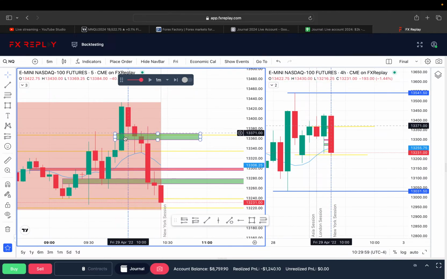We did have a little gap here. So I would have marked the gap. And if you're unsure, you wait for it to either bounce off the gap and go your way, like candle close out of it, or candle close underneath it. That's what you should have waited for.